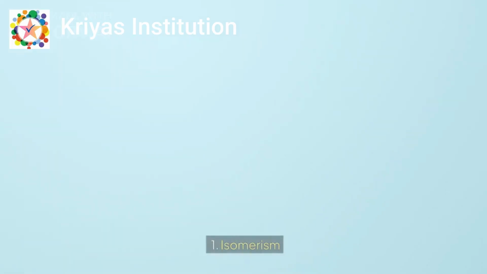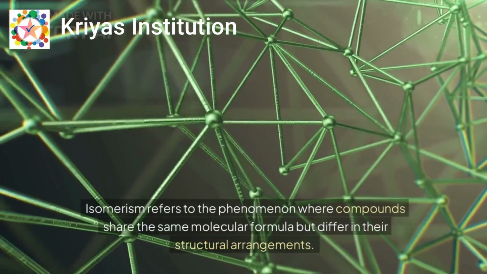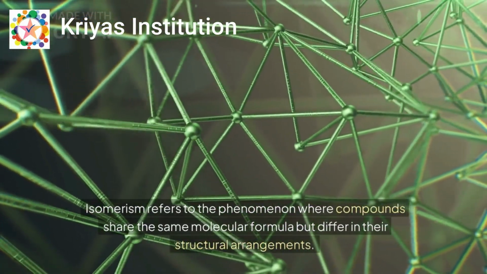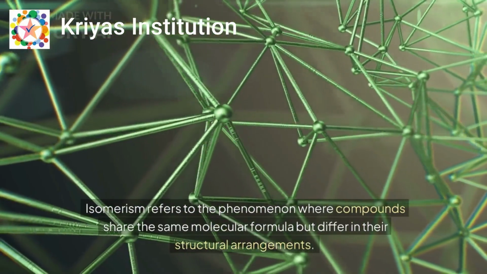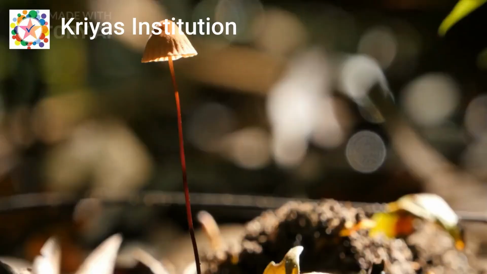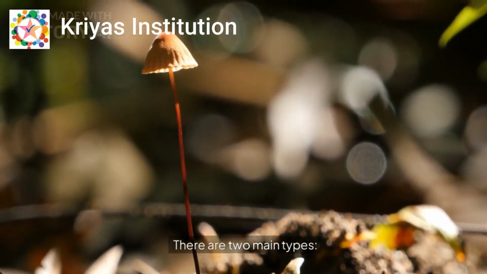Basic concepts of stereochemistry. 1. Isomerism. Isomerism refers to the phenomenon where compounds share the same molecular formula but differ in their structural arrangements. There are two main types.